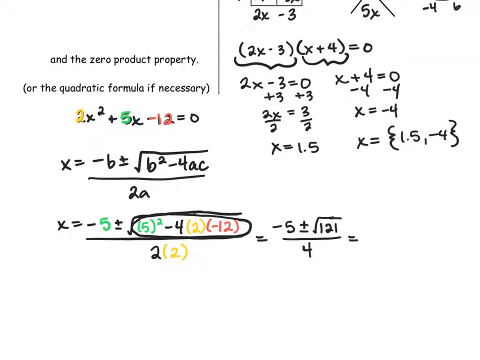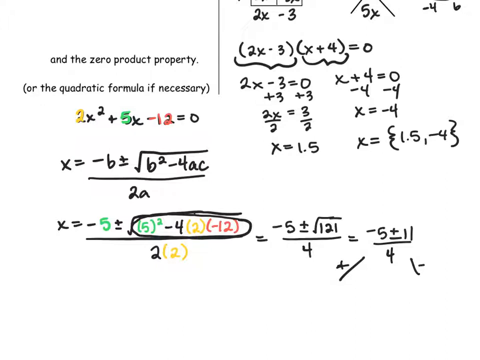When I take the square root of 121, I get 11. So negative 5 plus or minus 11, all divided by 4. Once I am simplified, my square root is gone, everything's taken care of, I'm going to split this into a positive and a negative version. So I'm splitting this into my two answers.